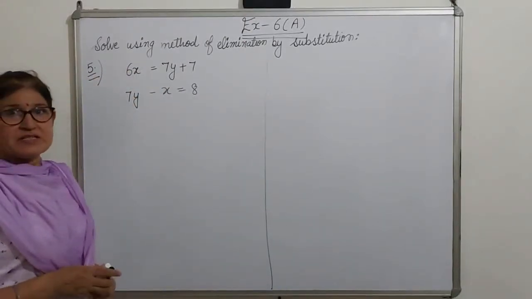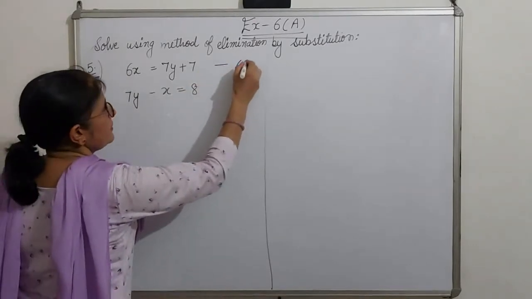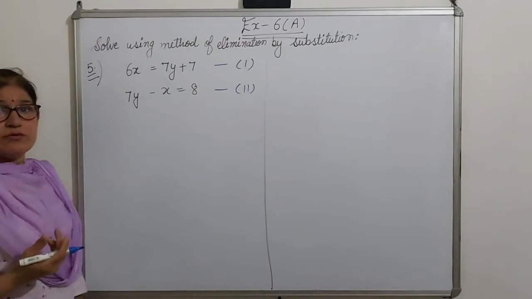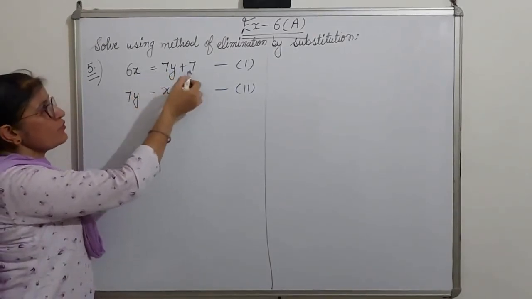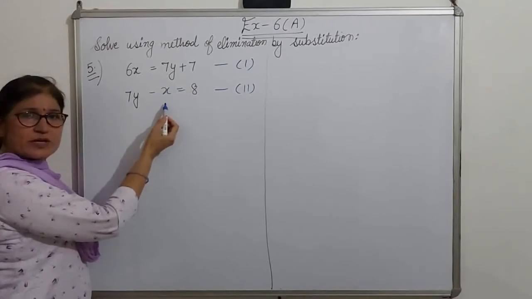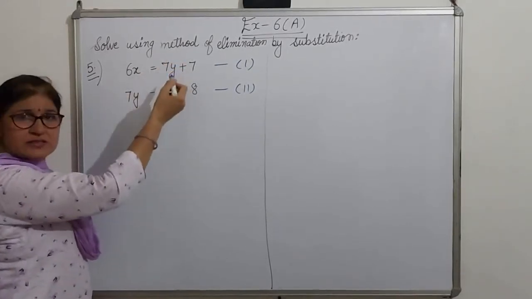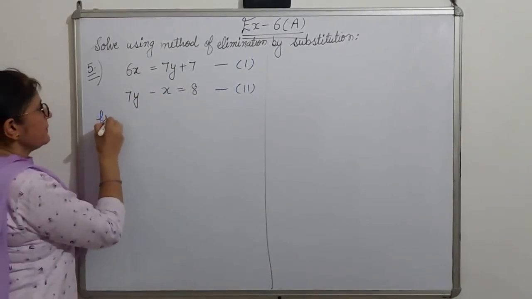Same as the previous question, here also two equations are given. First of all we number them as 1 and 2. Now it's your wish, you can find x from here. x is 7y plus 7 over 6, that you can substitute here, or from here you find x or y and that you can substitute in the first. So I start with equation second.